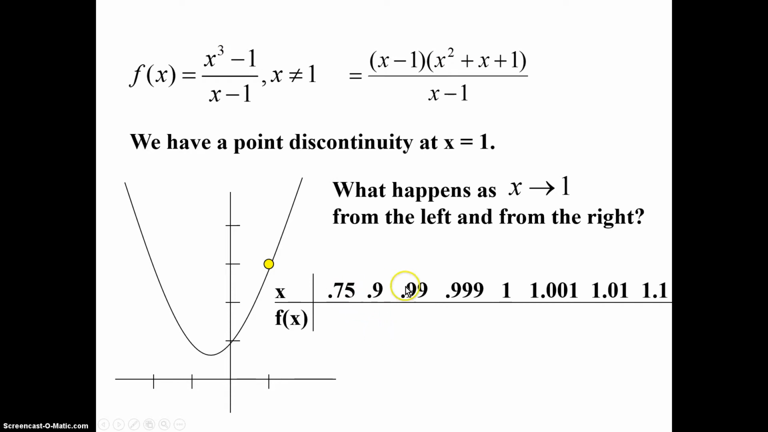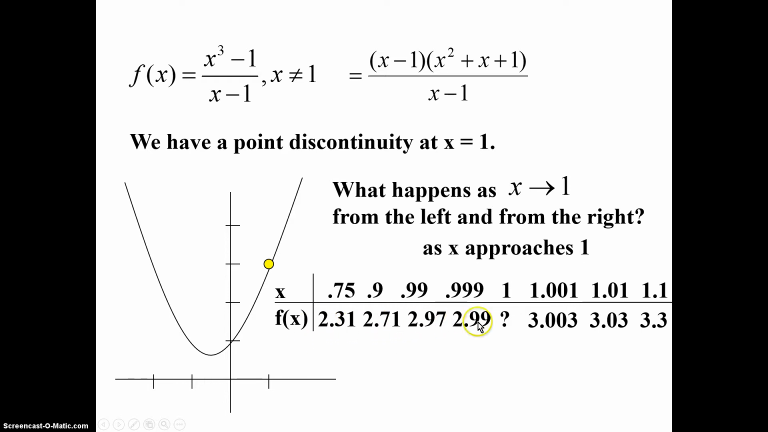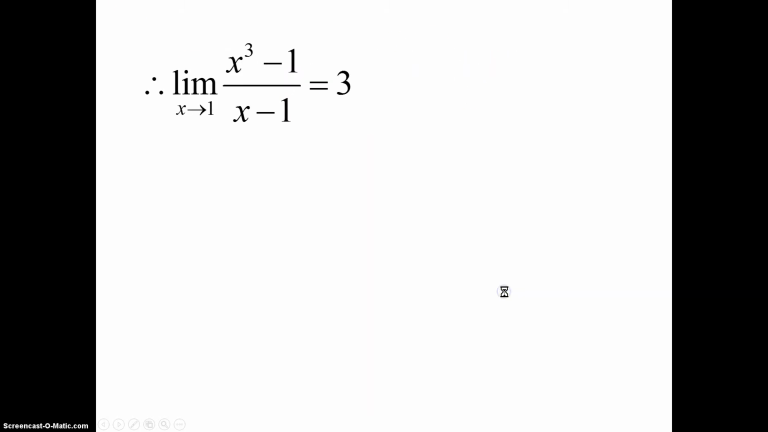Okay, so if we substitute each of these values, we get the following on the left-hand side, and then we get the following on the right-hand side. If you pay close attention, if we approach from the left-hand side, the y values get closer and closer to 3. And on the right-hand side, your y values will get closer and closer to 3 as well. So overall, what can we say about the limit of this function as x approaches 1? Well, your best bet is that it's going to approach 3.